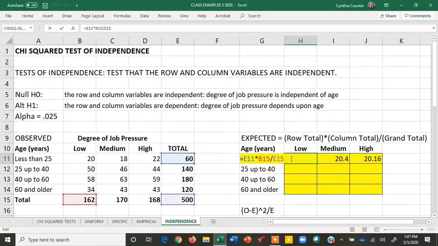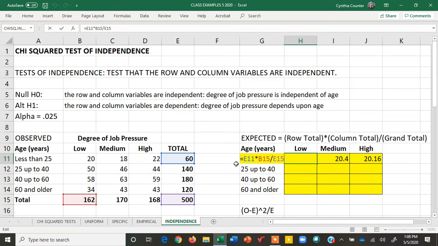And so we notice here that if we're doing it for low, then the total for the low column will always be there, and we're always dividing by 500. As we go down the column, what's going to change are the row totals, because we only did it for less than 25, so for each of these examples we had 60, but now if we want the expected frequency for 25 up to 40, all those 60s would become 140s. If we wanted the age category 40 up to 60, then 60 would be 180. And for the age category 60 and older, the original total of 60 will now become 120.